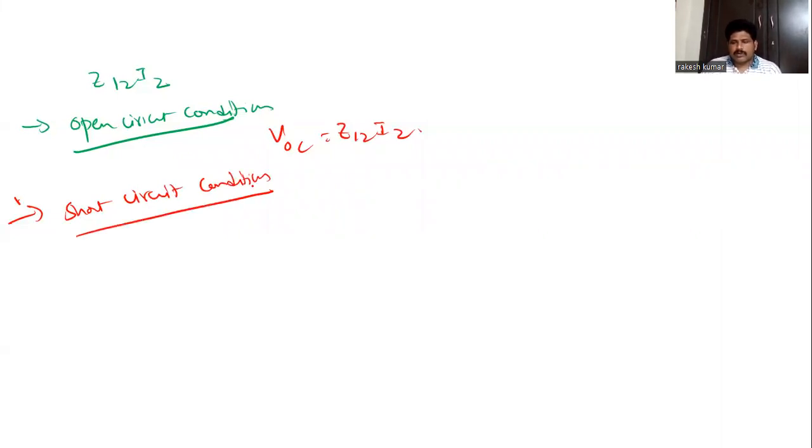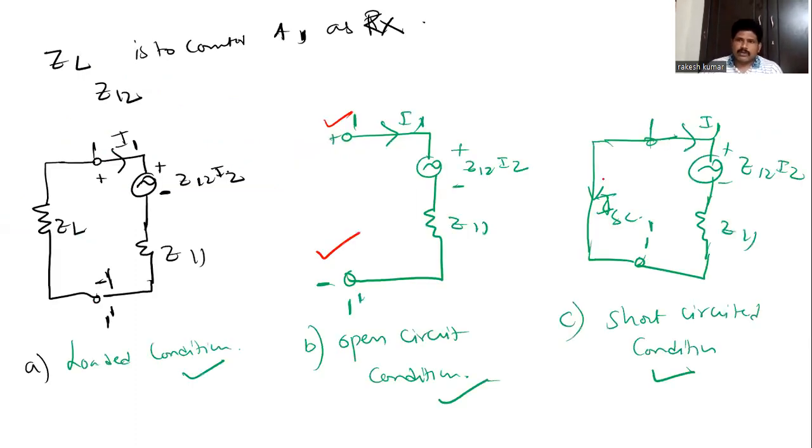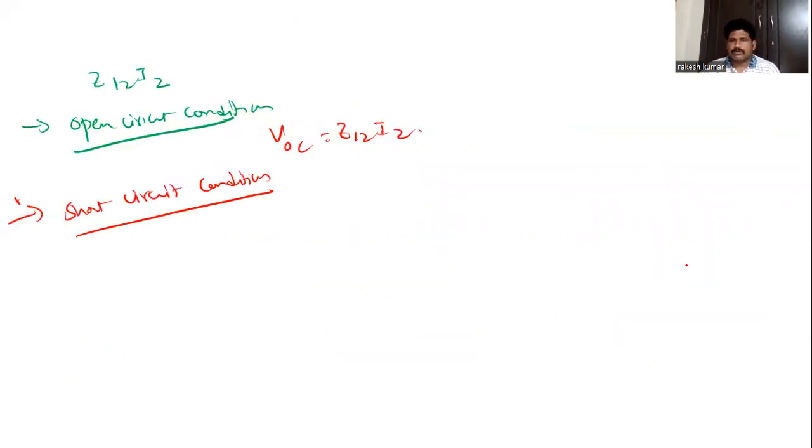Similarly, under short circuit condition, consider the current flowing through 1 dash. The short circuit current ISC flowing through it is equal to Z12 I2 by Z11.